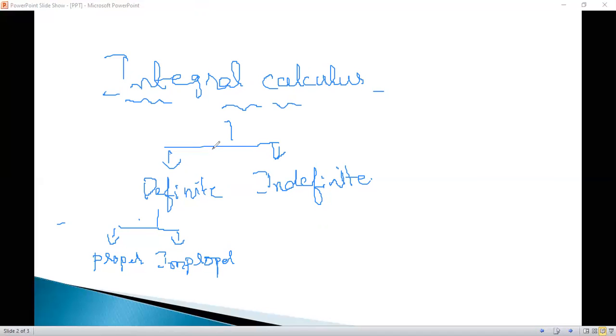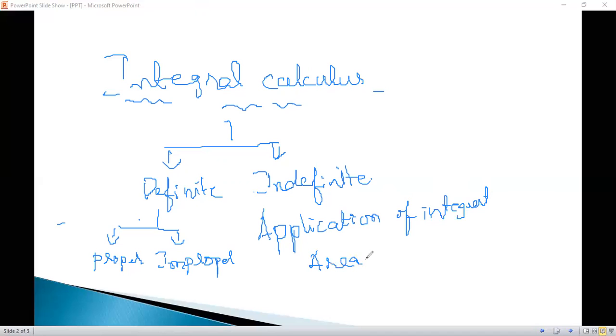And then after this, we have discussed application of integration, such as finding the area, length, and volume related problems. We have discussed these types of concepts related to area, length, and volume problems based on integration.